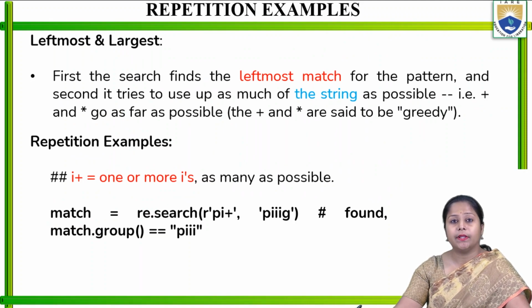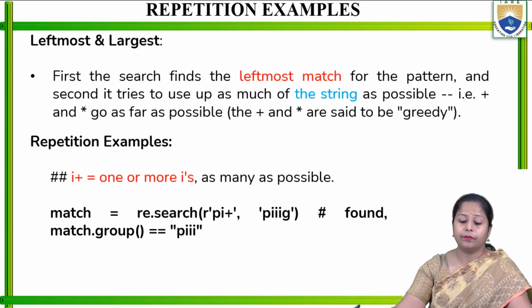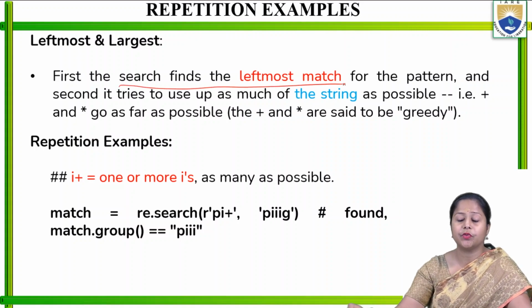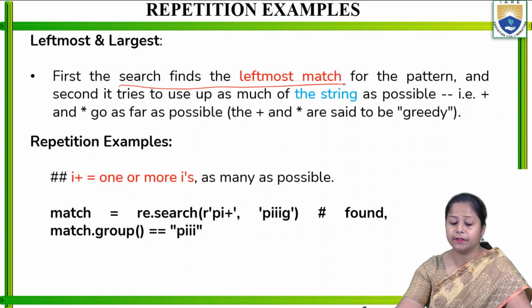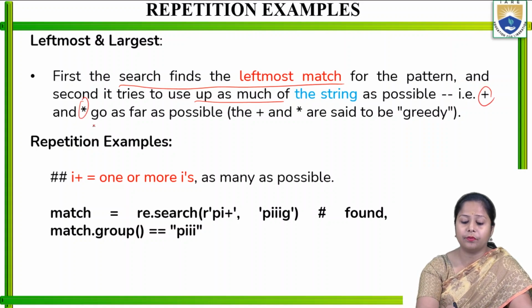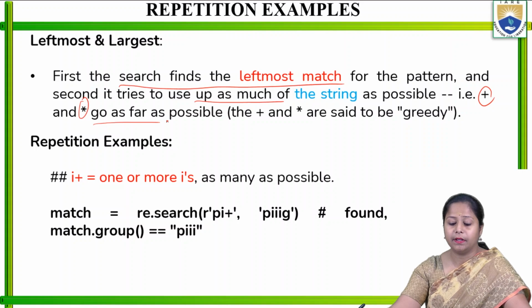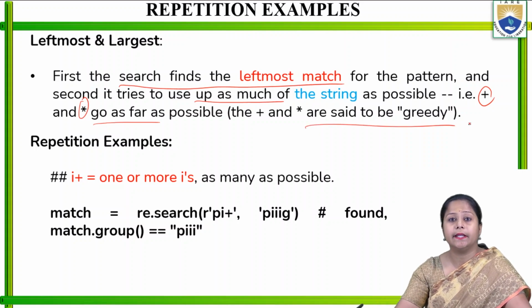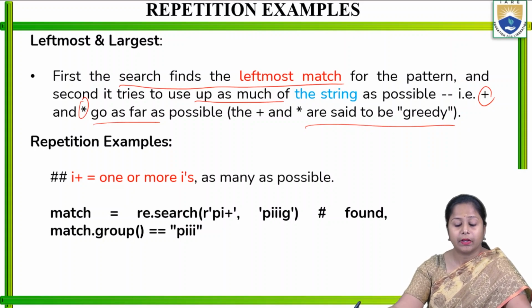Next, what can be the examples? Just have a look at that. Leftmost and largest. First of all, the search finds the leftmost match for the pattern, and second, it is going to try to use up as much of the string as possible. The plus sign and asterisk go for as far as possible, so the plus and asterisk are said to be greedy. These are the greedy special characters.